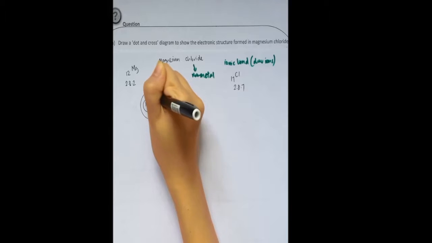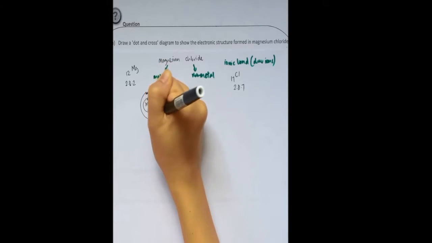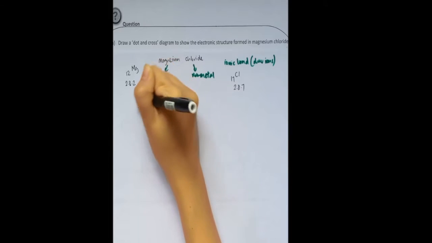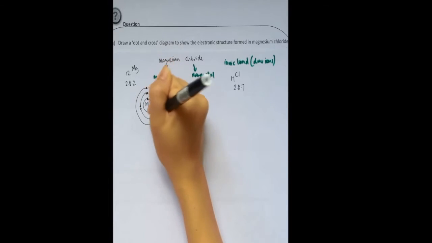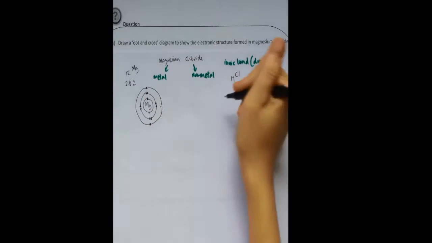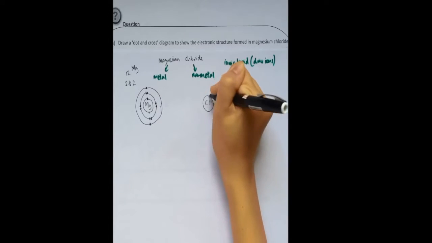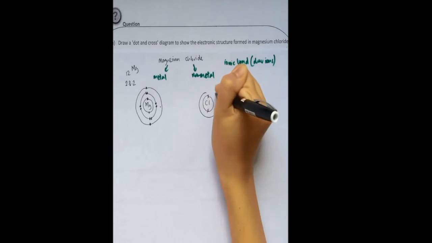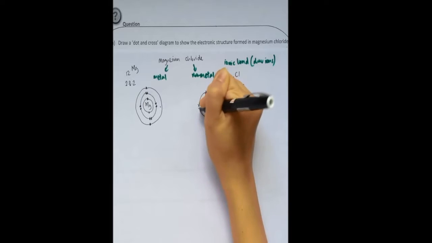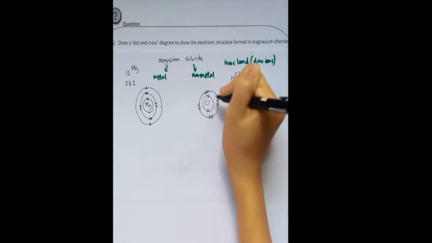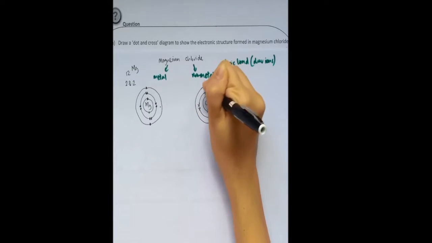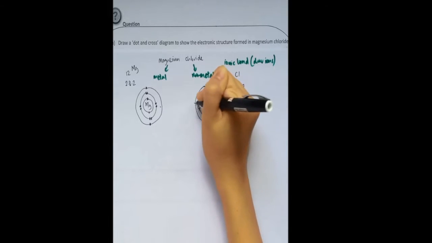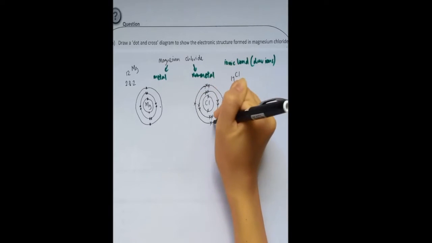So magnesium, we are using dots to represent the electrons in magnesium. So 2.8.2, top, bottom. Chlorine, we will then have to use crosses. Always remember 1 dot, 1 cross. So because the second shell is completely filled, we just fill up everything. For the last shell, top, bottom, left, right, top, bottom, left.